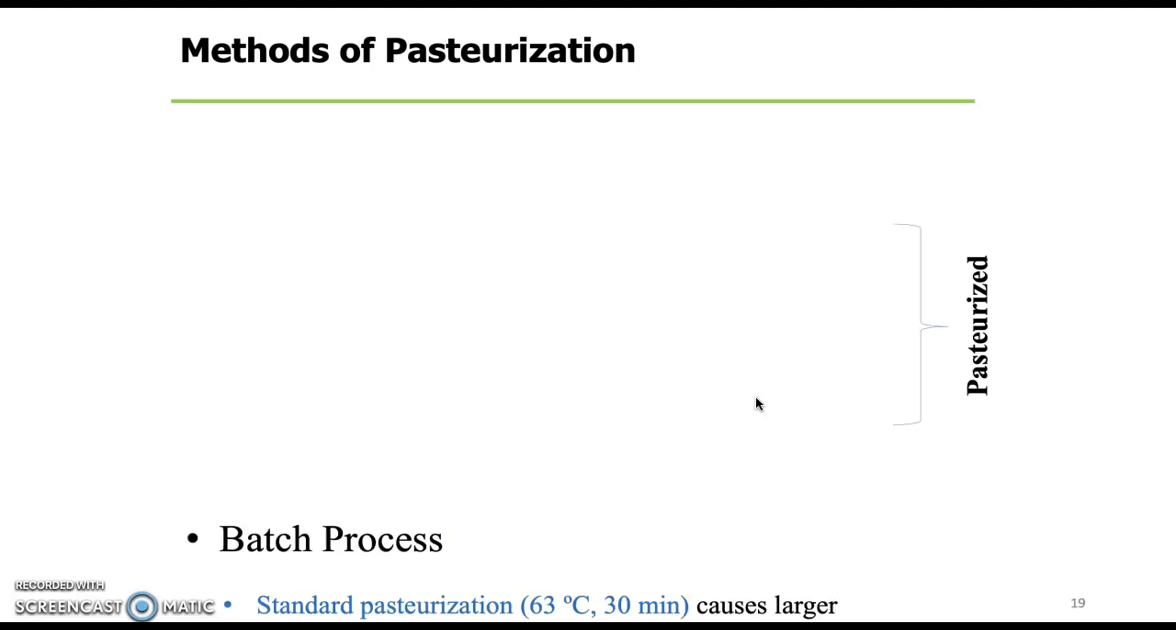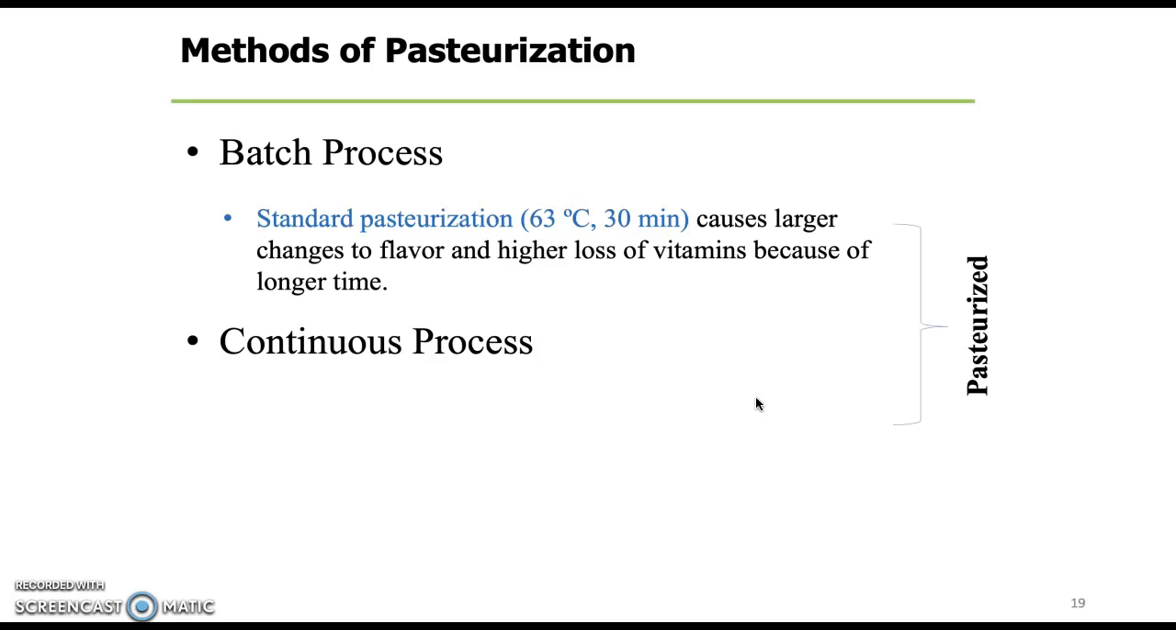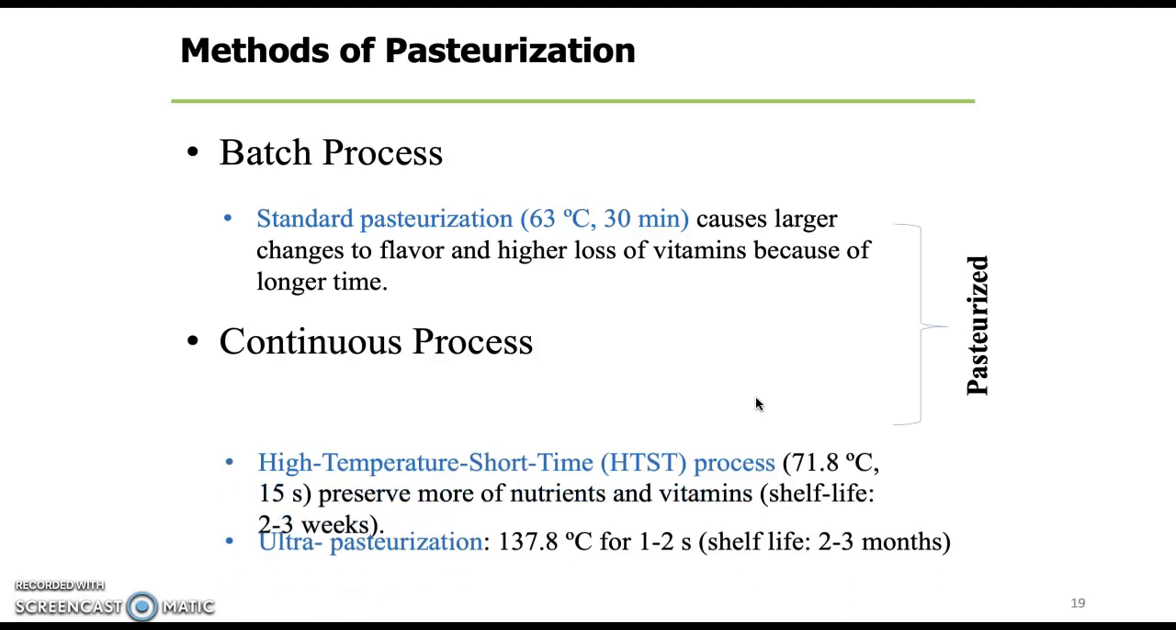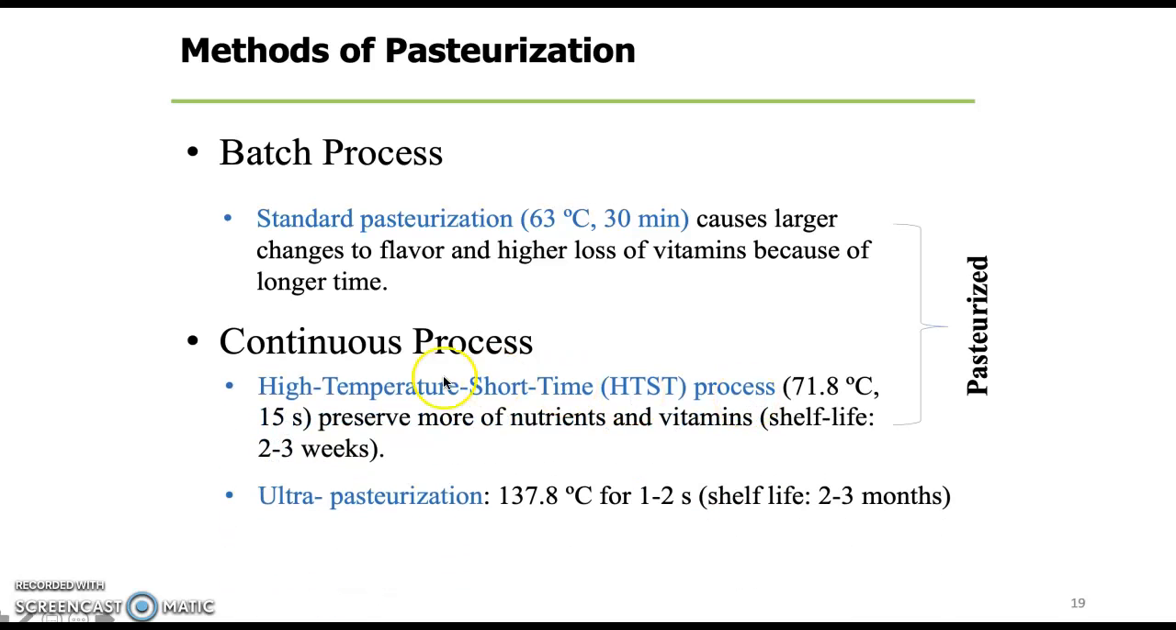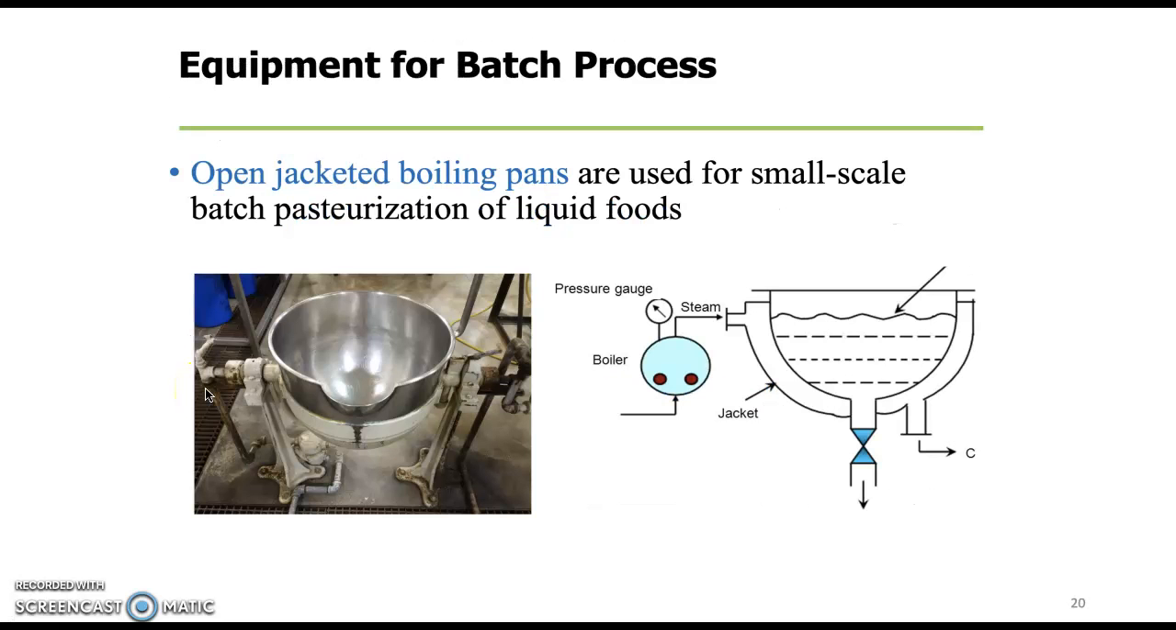So we just talked about the LTLT. It is not very commonly used in the current food industry because it requires 30 minutes, so it's hard to make it into a continuous process. In that case, it's usually a batch process. But the HTST and the UHT are typically continuous processes. If we're doing a batch process, we have to use a kettle, right? This is an open jacketed boiling pan, which we can use for small scale batch pasteurization of liquid foods.